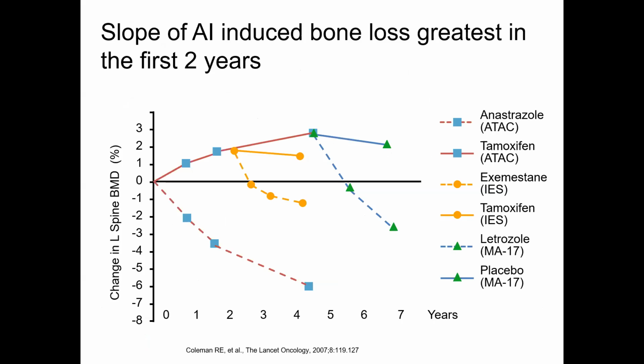Okay, I'm trying to advance. Okay. This is a slide that shows us what happens when you start an aromatase inhibitor, and you also get a sense of what happens when you start tamoxifen. Tamoxifen causes some gain in bone density, versus if you start an aromatase inhibitor, like in the ATAC study, the slope of the bone density loss is greatest in the first couple of years, I would say. And then it may slow down a bit. So in each of these studies, you see an initial rapid bone loss in the first couple of years that may slow down to some extent after that.